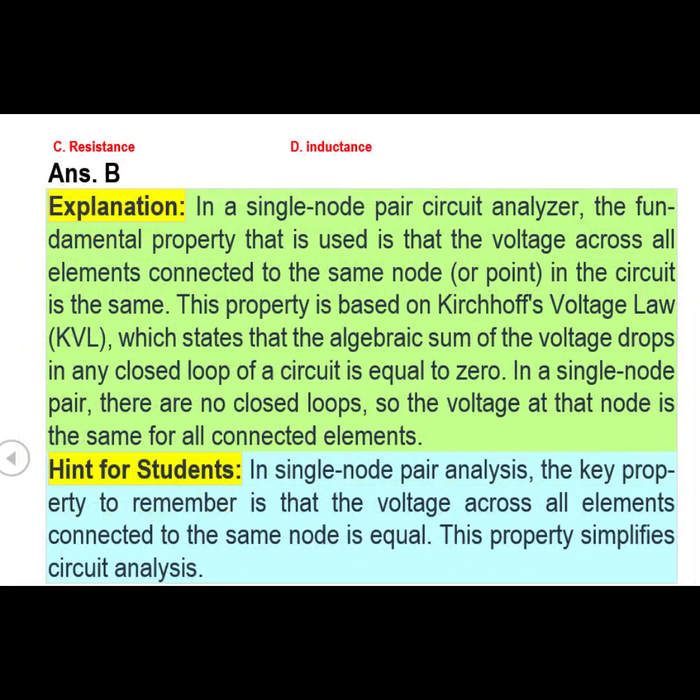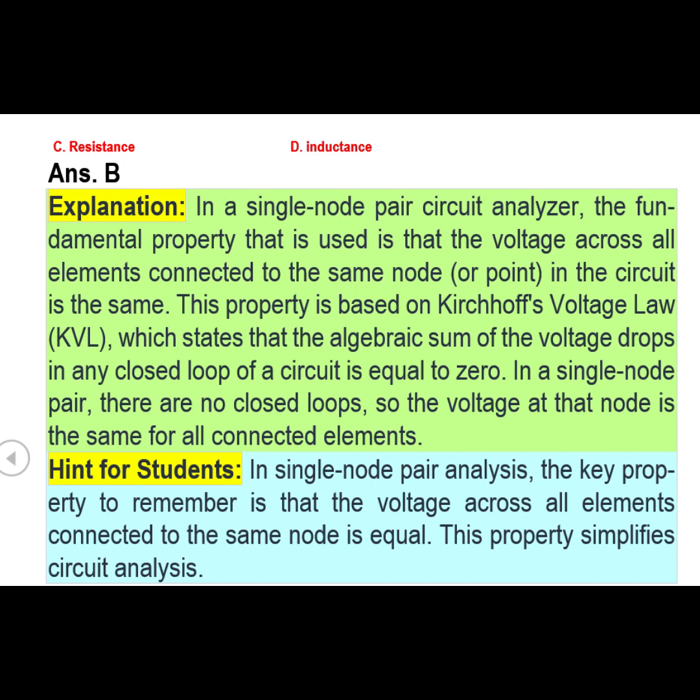6. The fundamental property used in single-node pair circuit analyzer is that across all elements is same? Explanation: in a single-node pair circuit analyzer, the fundamental property that is used is that the voltage across all elements connected to the same node, or point, in the circuit is the same. This property is based on Kirchhoff's voltage law, KVL, which states that the algebraic sum of the voltage drops in any closed loop of a circuit is equal to 0. In a single-node pair, there are no closed loops, so the voltage at that node is the same for all connected elements.